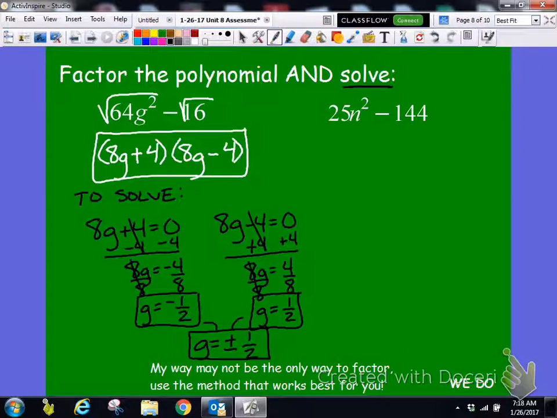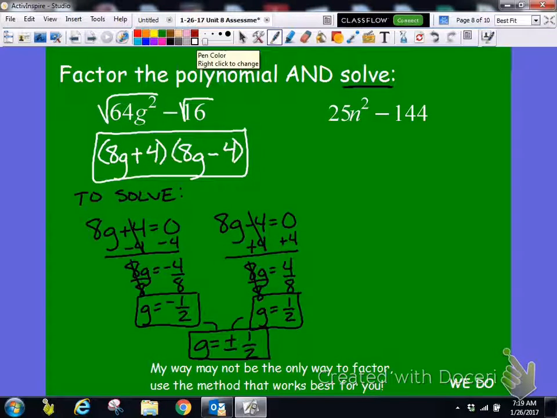Now, the more you do these, the more you'll realize, hey, with difference of squares, I only have to set one factor equal to 0, because in the end, I'm just going to get a positive and a negative answer with the same number, which is why we put plus or minus 1/2. Now let's go over to this next one and try it.